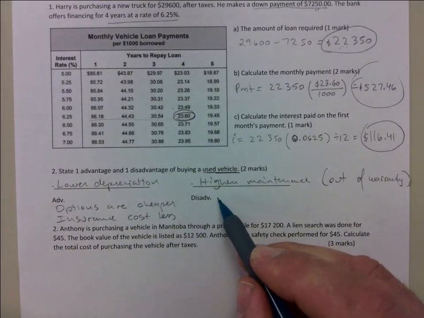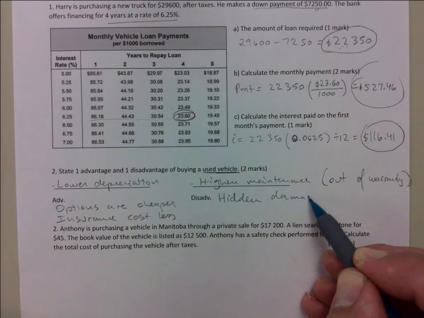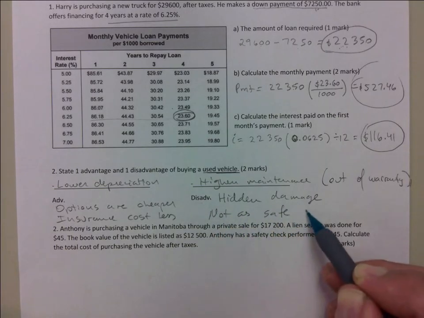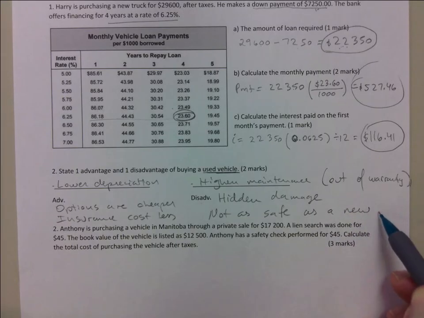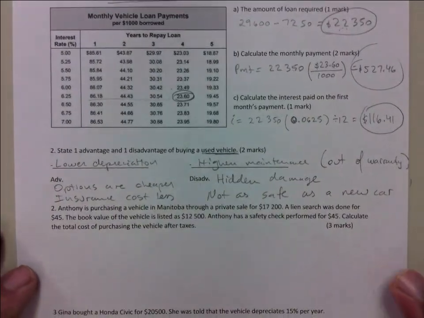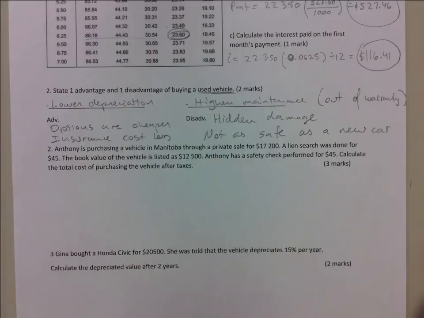You can also say, what did I want to say here? Hidden damage, right? There's potential for hidden damage. Not as safe as new ones. It doesn't have the latest features, not as fuel efficient. It doesn't meet the latest standards, and so forth, okay? Fuel economy wasn't a big thing 10 years ago, not as much as now, right? So companies are trying to make them more and more fuel efficient because they know people look at that.